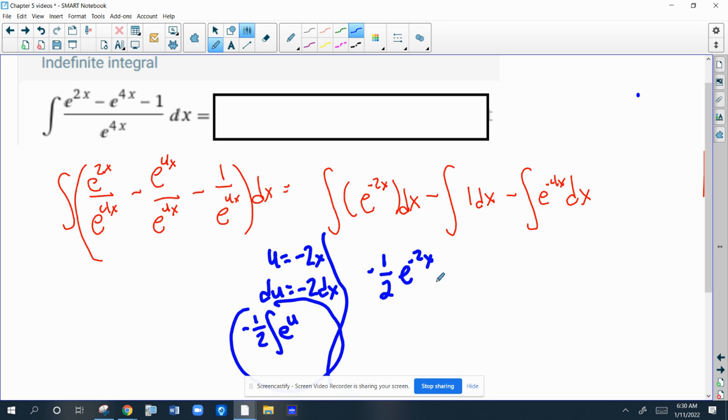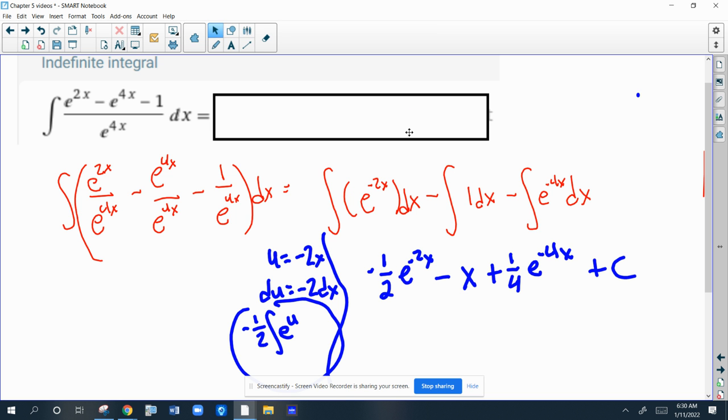The next integral, the integral of 1 dx, well, the integral of 1 is just 1x. And finally, the last integral, we're going to do it just like the first one, except the only difference is we're going to have a factor of negative 1/4 e to the negative 4x, so it'll be minus a negative 1/4 e to the negative 4x, and then we're done. Add the plus c. You can bring these exponential functions down to the bottom and make them positive.